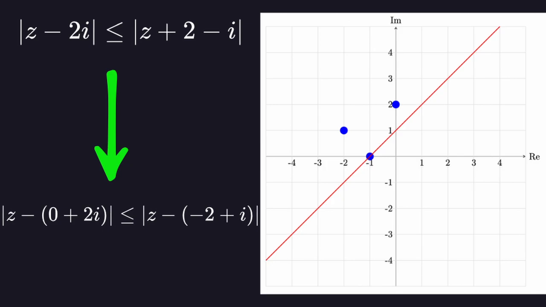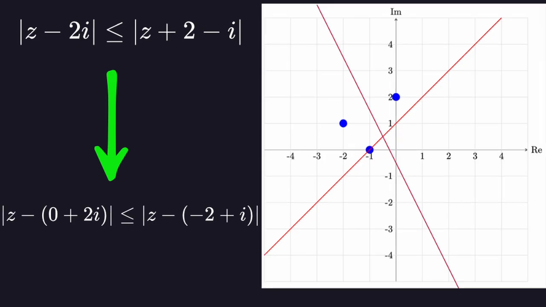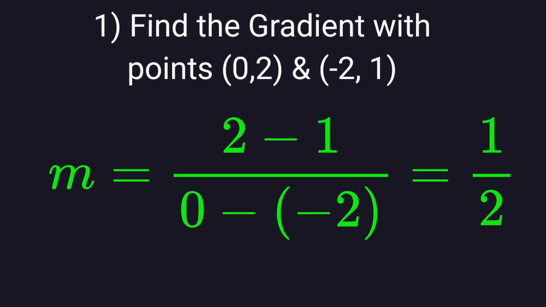Next, we plot the points of both 0 plus 2i and -2 plus i. After this, we're going to draw a line in the other direction to become the perpendicular bisector. We draw the perpendicular bisector because when it comes to these types of complex number inequalities, this is how the condition is represented graphically.